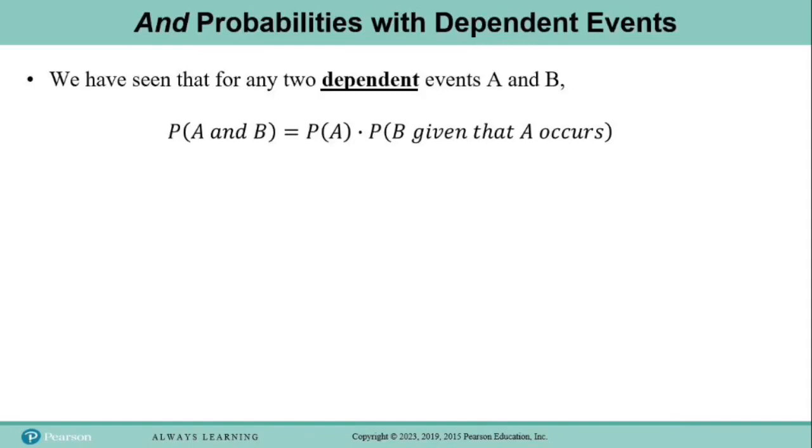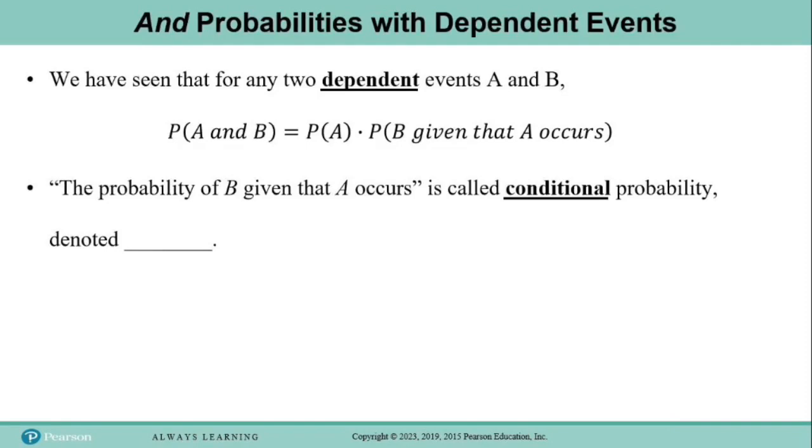Okay, now we're going to shift gears a little bit and look at conditional probabilities. So we have already seen that for 2 dependent events, A and B, the probability of A and B is equal to the probability of A times the probability of B, given that A occurs. And we've been using that shortcut notation that I showed you. So here it is officially.